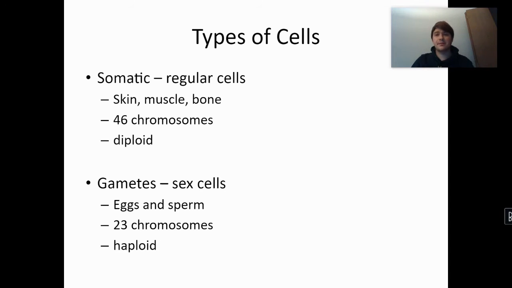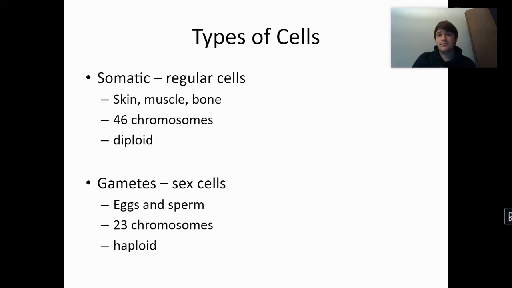Two types of cells that we need to know about. We have somatic cells and we have gametes. Somatic cells are going to be what I would consider regular cells. So any cell in your body that is not a sex cell. So skin, muscle, bone, all those types of cells. Another good one is red blood cells. They are going to be what we call somatic or body or regular cells. And they are this term that is called diploid, which we are going to talk about soon.